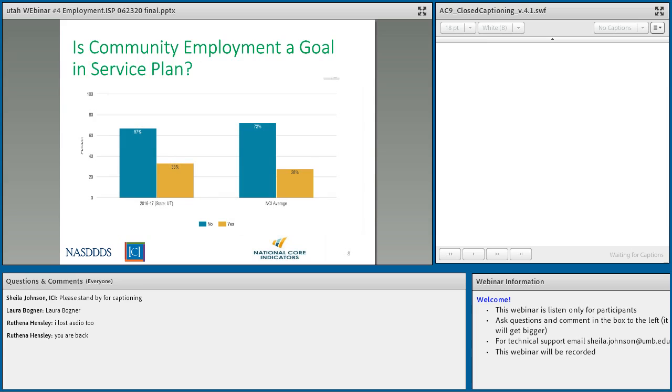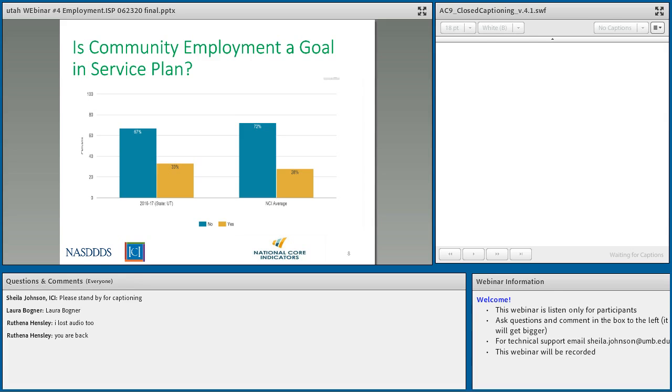This is data. If you are all familiar with the National Core Indicators, NCI data, NCI is a voluntary effort by public developmental disabilities agencies like DSPD. There are surveys that are given to people receiving support, and it is a way to collect data and measure and track a state's own performance against the performance of the national average, which is all of the other states that are also participating in National Core Indicators. We always like to highlight community employment as a goal in the service plan.